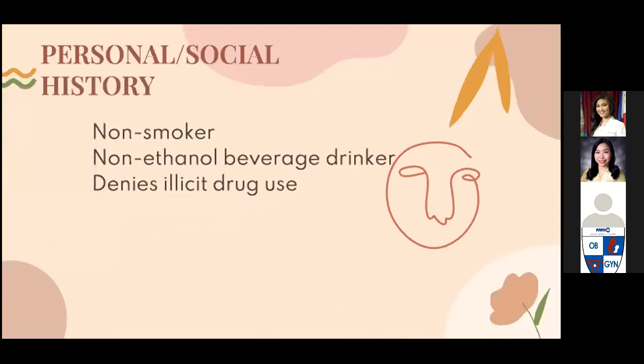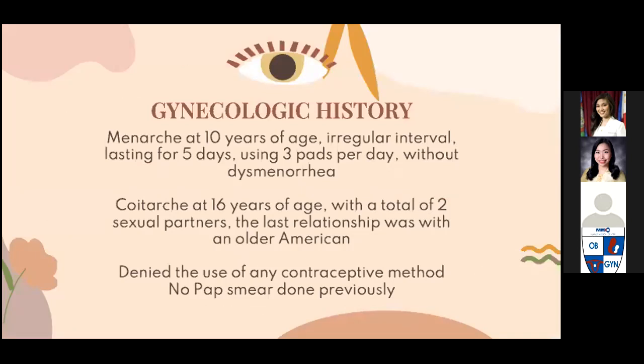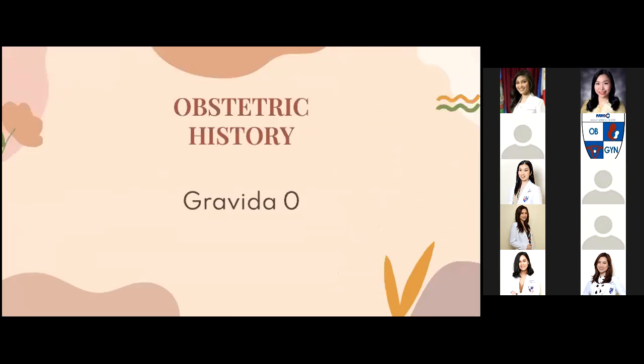She's a non-smoker, non-ethanol beverage drinker, and she denies illicit drug use. She had an unrecalled immunization history. She had her menarche at 10 years of age with irregular interval lasting for 5 days, using 3 pads per day without dysmenorrhea. Her coitarch was at 16 years of age with a total of 2 sexual partners. The last relationship was with an older American. She denied the use of any contraceptive method and no pap smear was done previously. So the patient denied the possibility of a pregnancy.